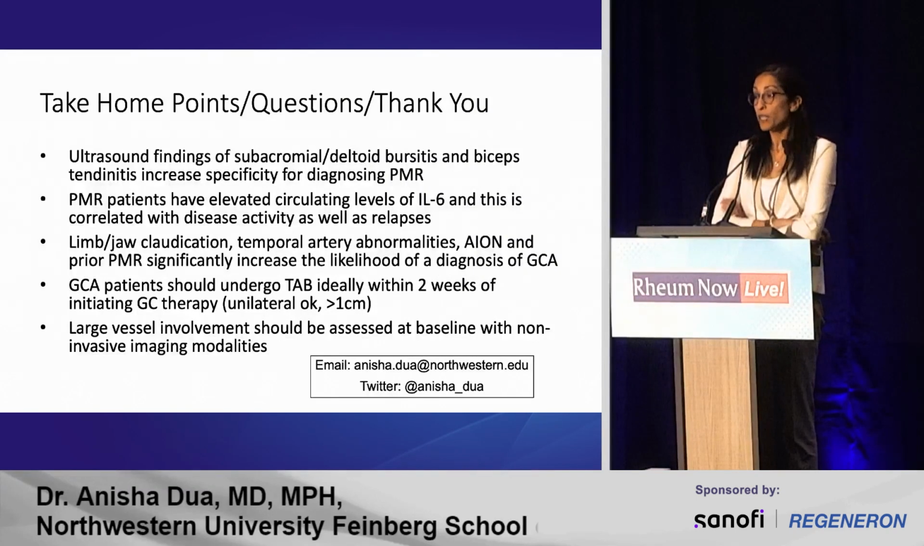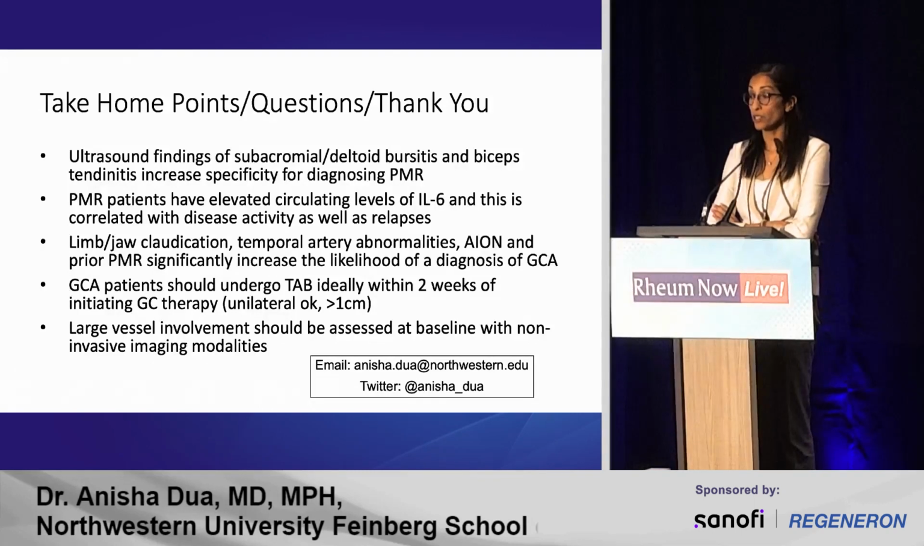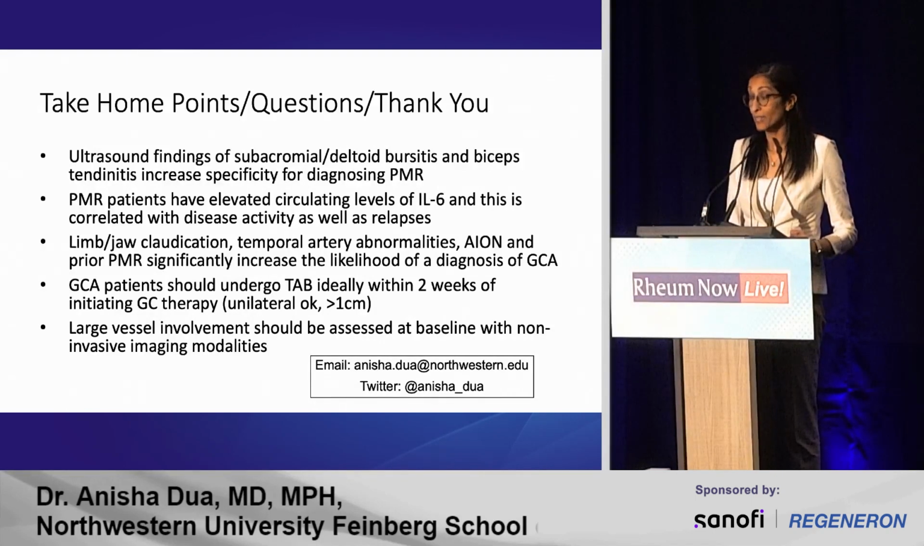So my take-home points are that ultrasound findings of subacromial and deltoid bursitis and biceps tendinitis actually increase the specificity for diagnosing PMR. PMR patients have elevated circulating levels of IL-6, and this is correlated with disease activity as well as relapses. Limb and jaw claudication, temporal artery abnormalities, AION, and prior PMR significantly increase the likelihood of a diagnosis of GCA. GCA patients should undergo a temporal artery biopsy, ideally within 2 weeks of initiating glucocorticoid therapy.